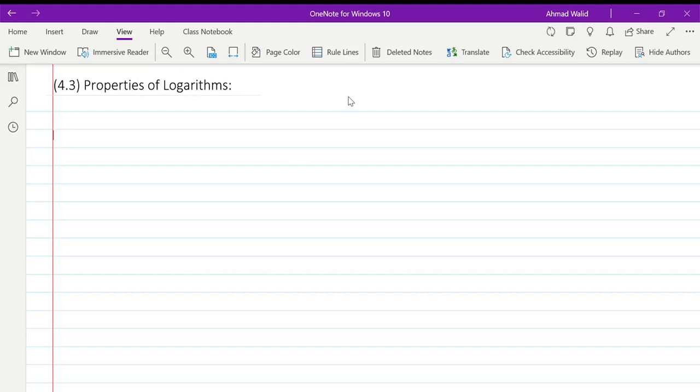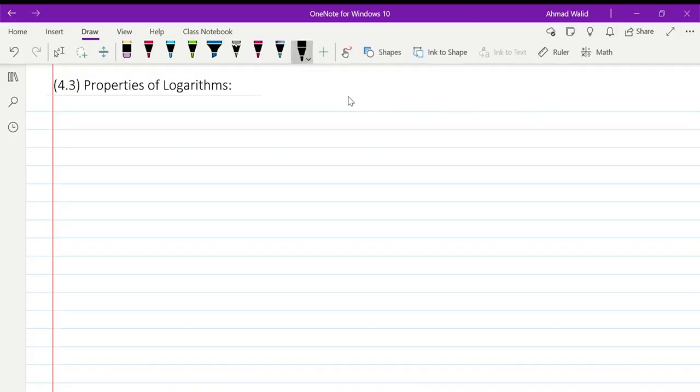Hello all, let's start section 4.3. Our section 4.3 is properties of logarithms. Of course, in section 4.2, I covered a few basic rules of logarithms for you. If you want to see them again, I will list them here. Then we go to the main three properties of logarithms.